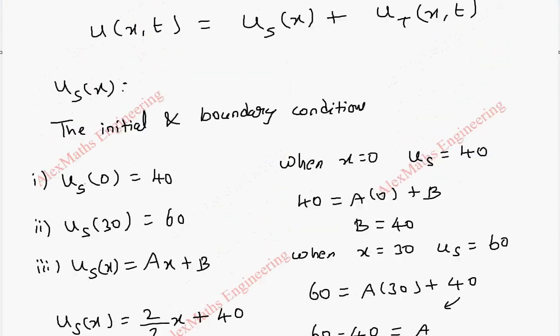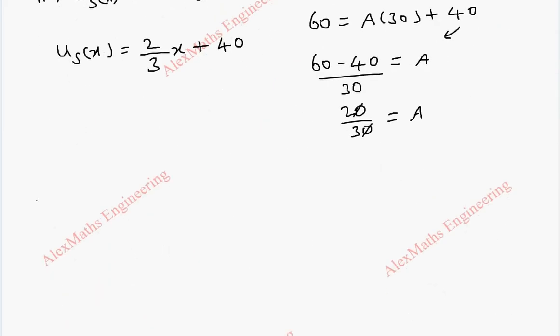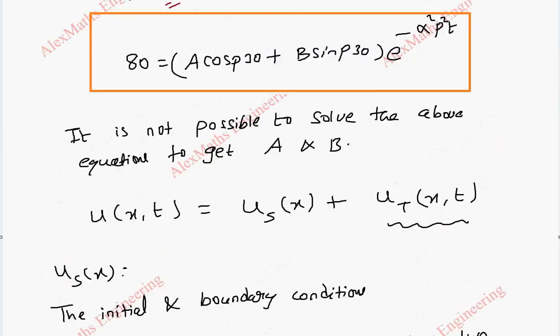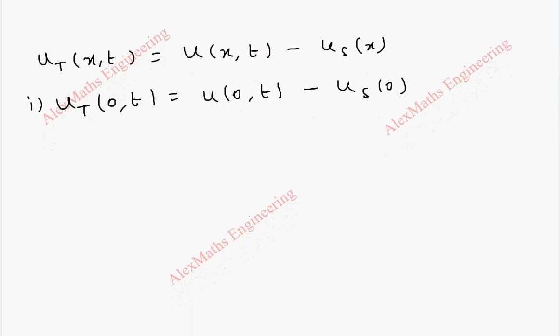Now we are going to take u t of x comma t from this equation. That is u t of x comma t is u of x comma t minus u s of x. Now let's write the first condition. That is u t of 0 comma t. This will become u of 0 comma t minus u s of 0. And u of 0 comma t we have to find separately.